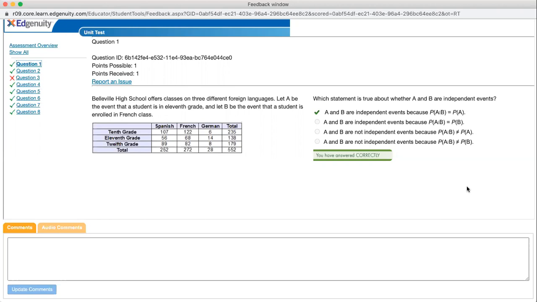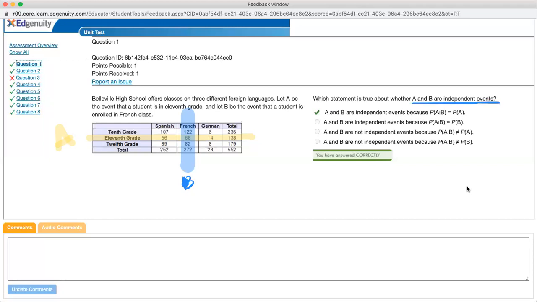So Belleville High School offers classes on 3 different foreign languages. Let A be the event that the student is 11th grade. So I'm looking at 11th grade as my event A, right? And then let B be the event that the student is enrolled in French class. So I'm looking at that for B, right? This is B. Which statement is true whether A and B are independent events?